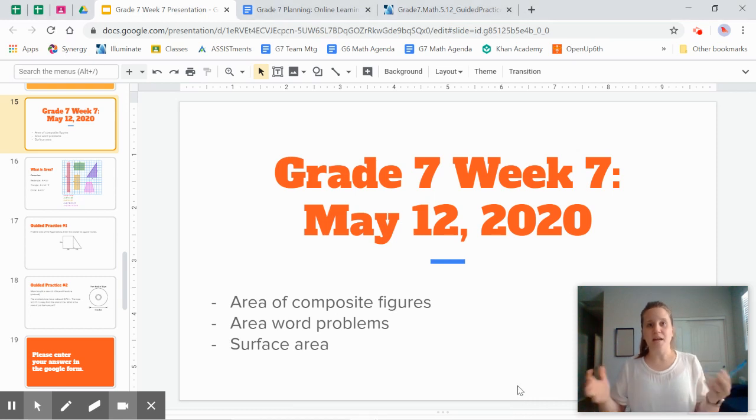Composite figures are made up of multiple types of polygons. So what we'll see today are figures that are made up of rectangles and triangles to create maybe a trapezoid or another type of polygon. So we'll find the area of those by breaking apart into their pieces, into rectangular and triangular pieces. We will look at some area word problems today, and then finally we will find surface area. We're really just focused on surface area of rectangular prisms today, although you've done area of other kinds of 3D figures this year as well.